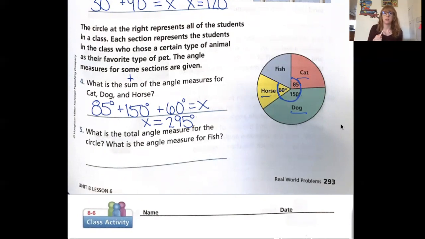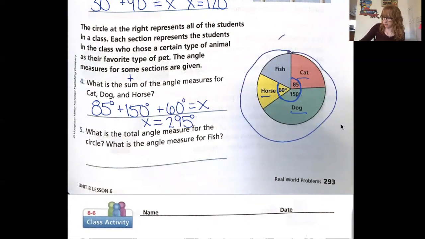Then it wants to know what the total measure of a circle is. A circle is always 360 degrees. So all the way around from here, all the way around to here is 360 degrees.